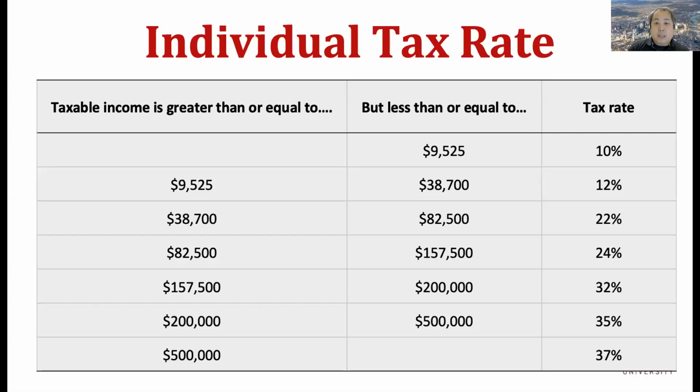For individuals, the tax rate is different. The individual tax rate has steps. So up to $9,525 at 10%, up to $38,700, $82,500, $157,500, and so on. And these amounts are for single filers. So if you file as single, then you use this table. If you file as married filing jointly, then you need to double these numbers.